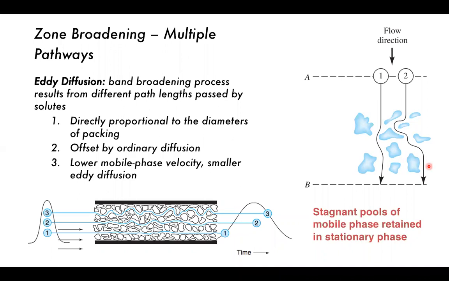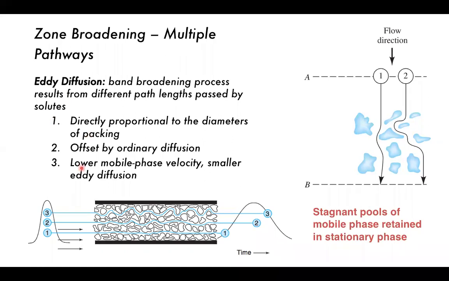which is why the efficiency of packing is so important. If we have a very efficient packing, that means it's very even throughout the column, and most of the particles are going to travel through together and we will improve the appearance and the quality of our resolution. So eddy diffusion is the band broadening process that results from different path lengths passed by solutes.